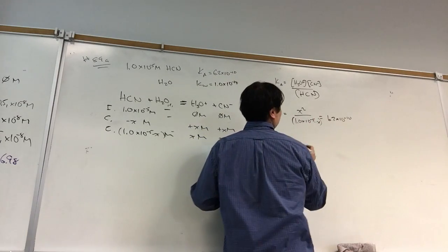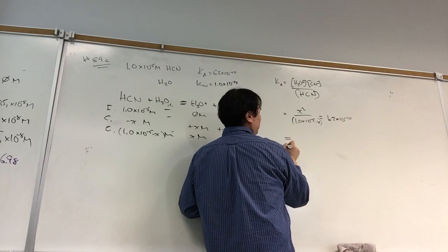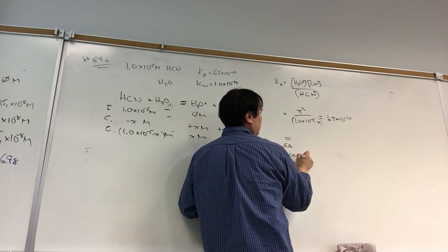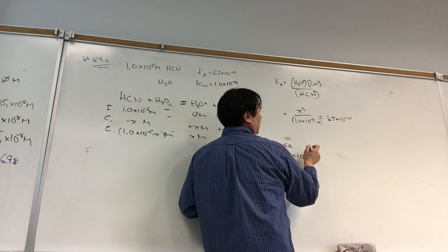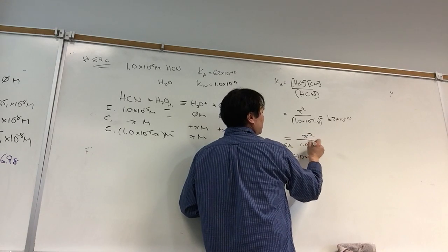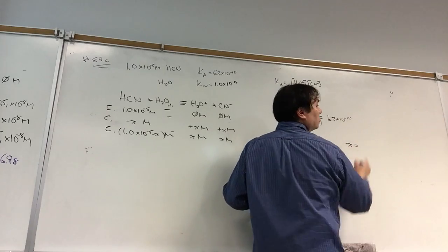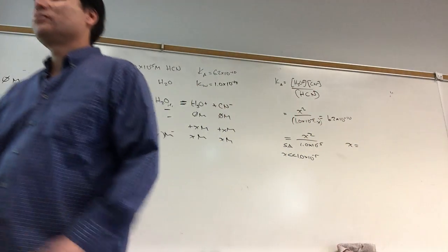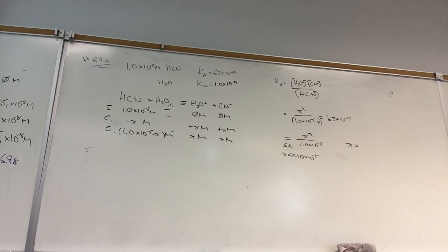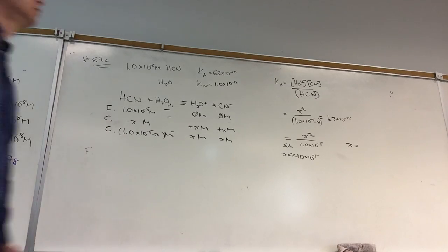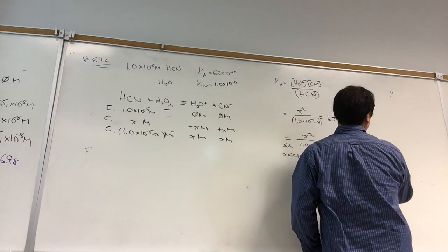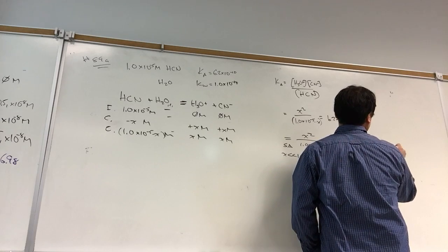I tried it too early here. I'm going to try the simplifying assumption by assuming that x is much smaller than 1.0 times 10 to the minus 5. And so this is going to simplify into x squared over 1.0 times 10 to the minus 5, which means that x is equal to, you know, it doesn't take that much time to try the simplifying assumption. If it fails, it's all right. So what does x come out to? 7.87 times 10 to the negative 8.